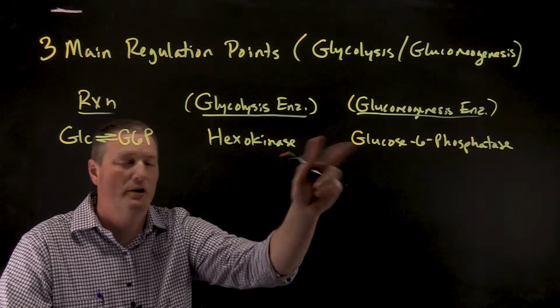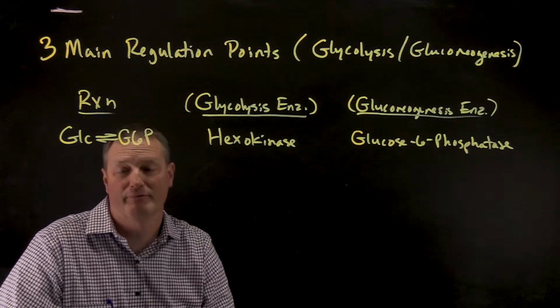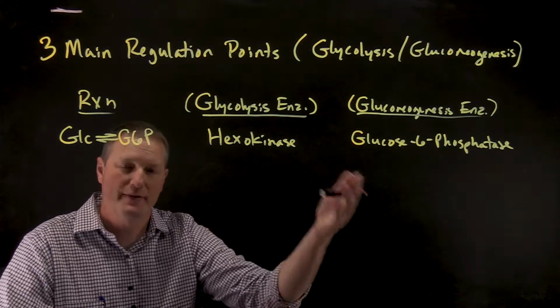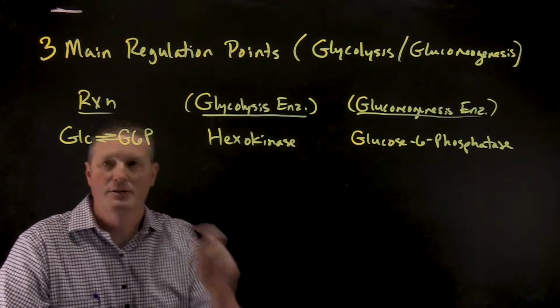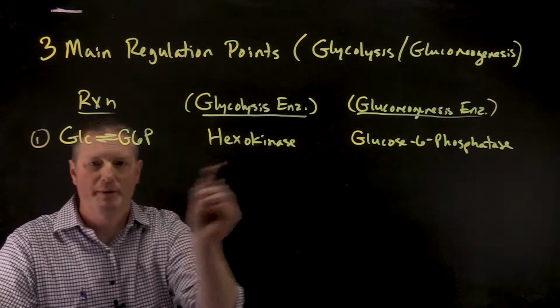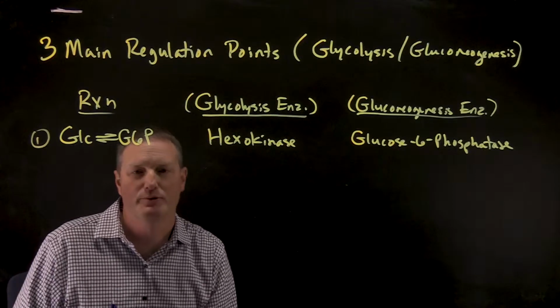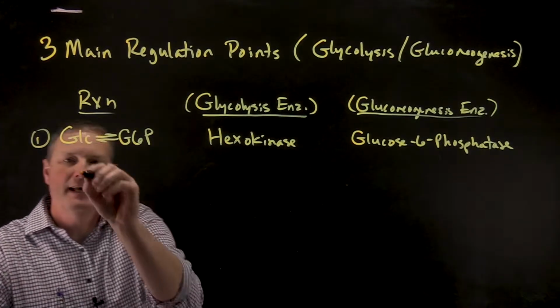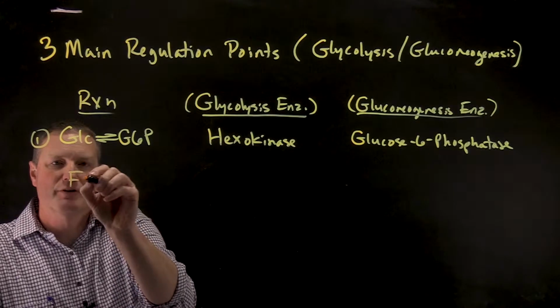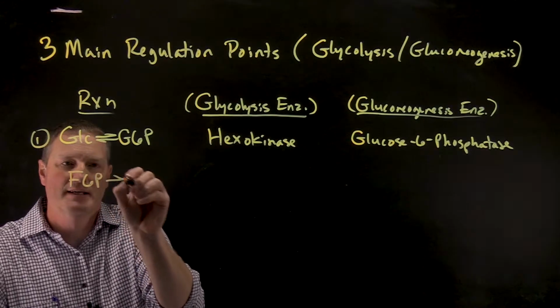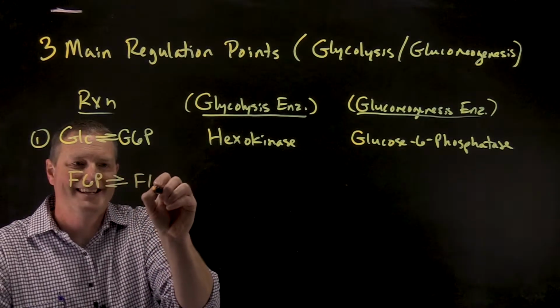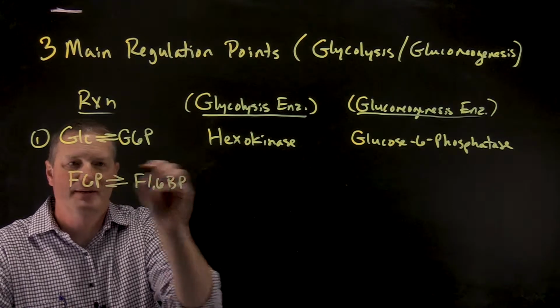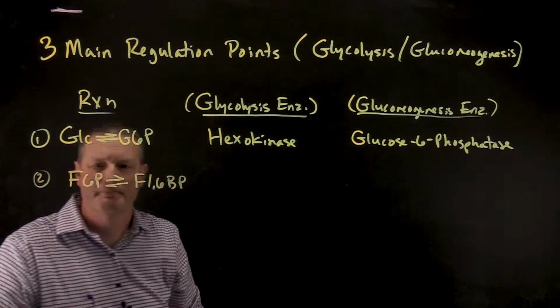And these two are, as we'll see, reciprocally regulated. When one's on, the other's off, and vice versa. So that's step number one. That would be kind of a control point, these two pathways. The second part that's going to be regulated is the interconversion of fructose 6-phosphate to fructose 1,6-bisphosphate. We'll call that step 2.